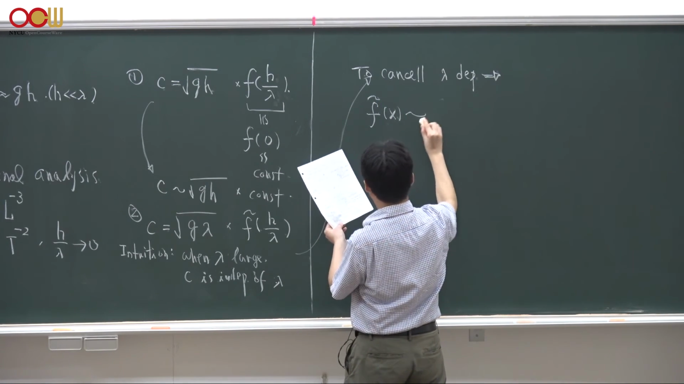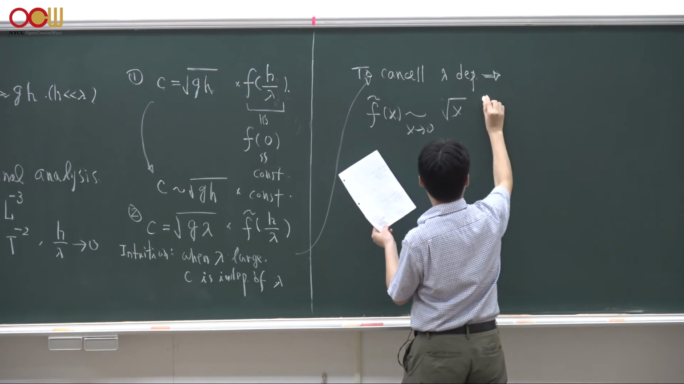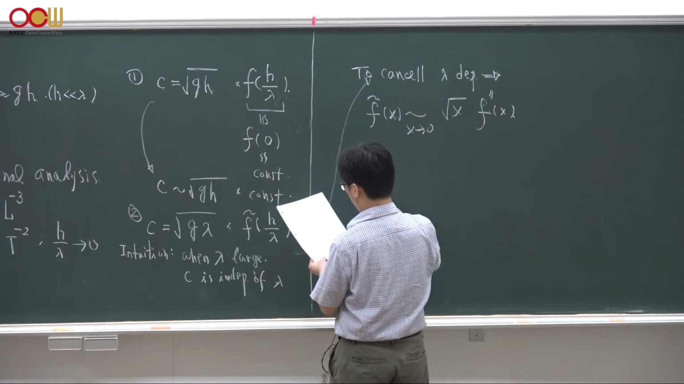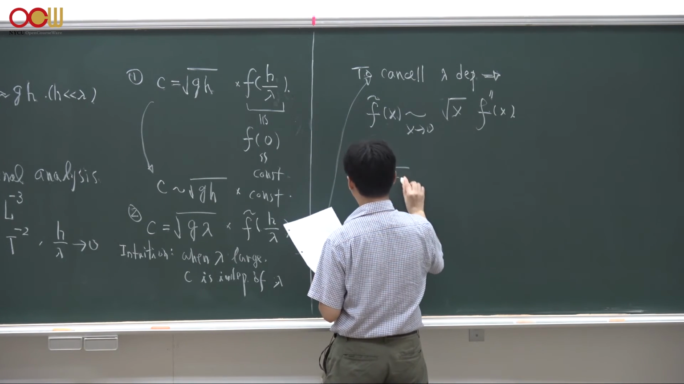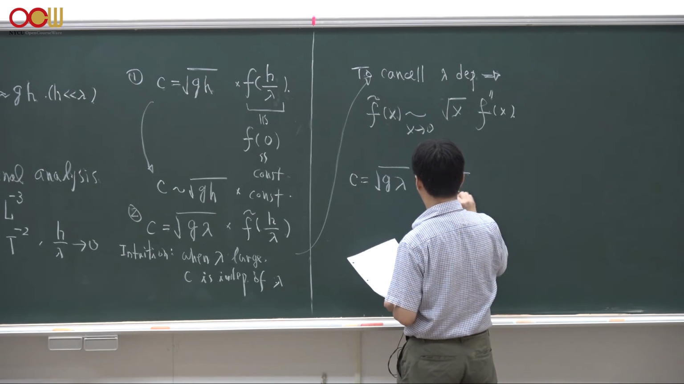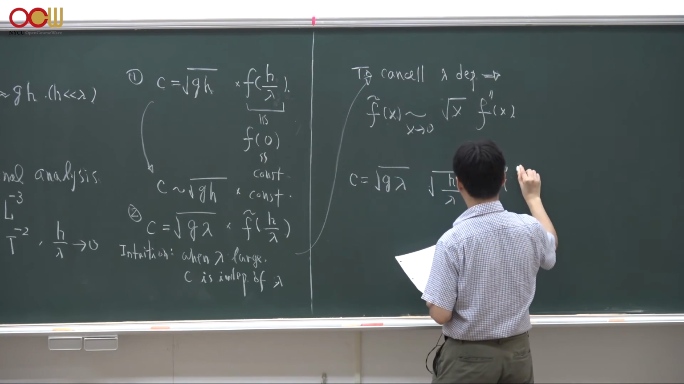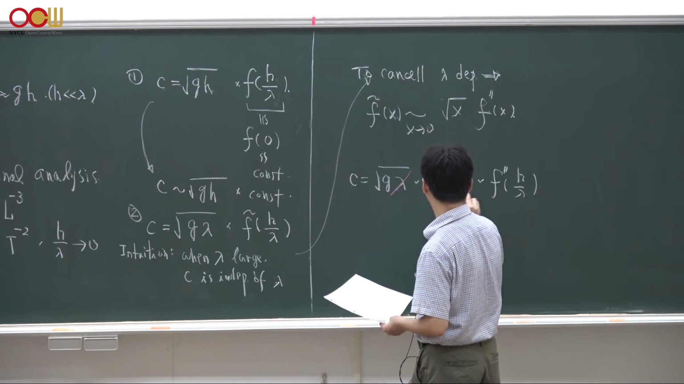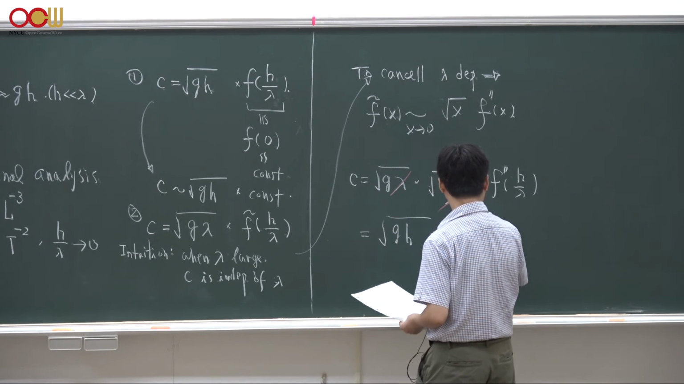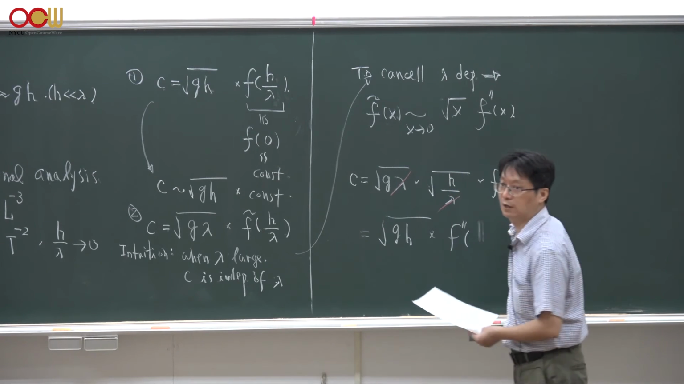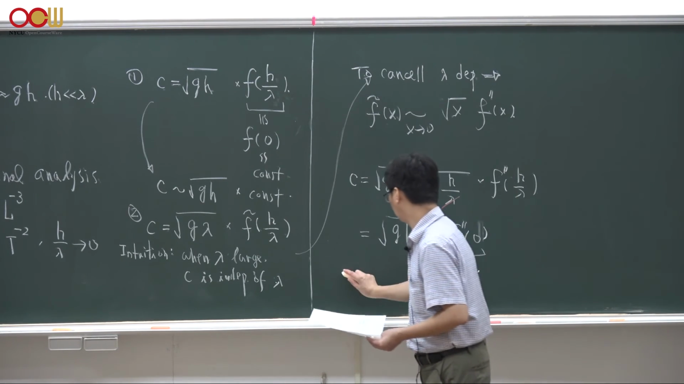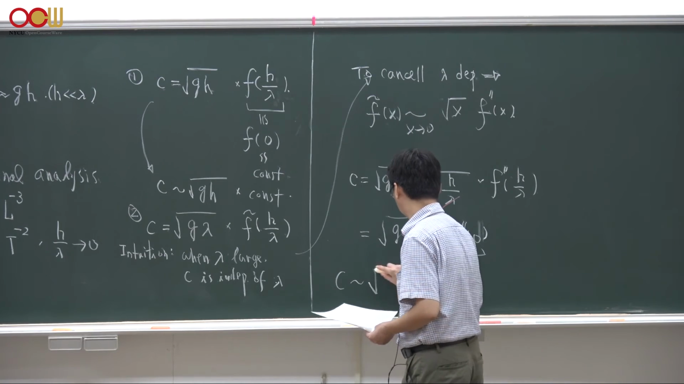There is only one way to cancel the lambda dependence, which means that this f tilde function, as a function of x, should behave as the square root of x times another function, which we call f double prime, as a function of x. If I do so, then c is the square root of g lambda times f tilde, where f tilde is now the square root of x, with x being h over lambda, times this f double prime as a function of h over lambda. Now you can see that lambda gets cancelled, and you get precisely the square root of g times h times this f double prime as a function of h over lambda. But when h over lambda is very small, you could safely assume that this is just a constant. And you get back to the correct power law behavior, that c is proportional to the square root of h.